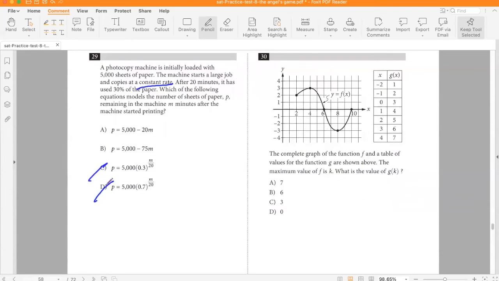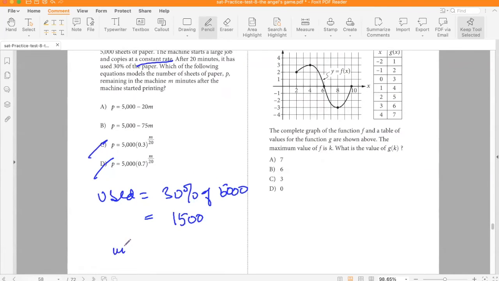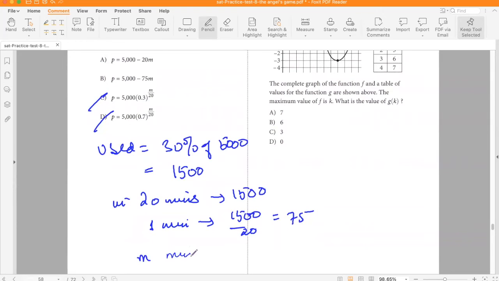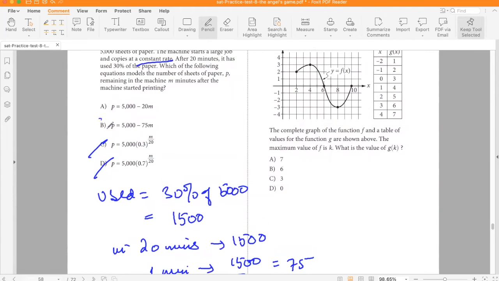So it starts with 5,000 sheets of paper, and after 20 minutes, it has used 30% of the paper. So it has used 30% of 5,000. So that will be 1,500. So in 20 minutes, it has used 1,500 sheets of paper. So in 1 minute, it would have used 1,500 by 20, which is 75 sheets of paper. So in m minutes, it would use 75m sheets of paper. So how many sheets would remain? It started with 5,000 and in m minutes, it uses 75m. So 5,000 minus 75m, option B.